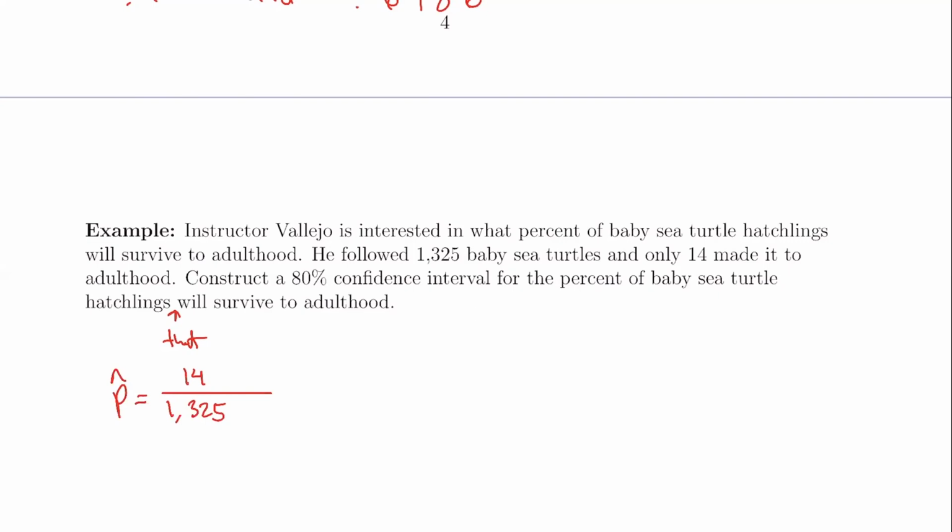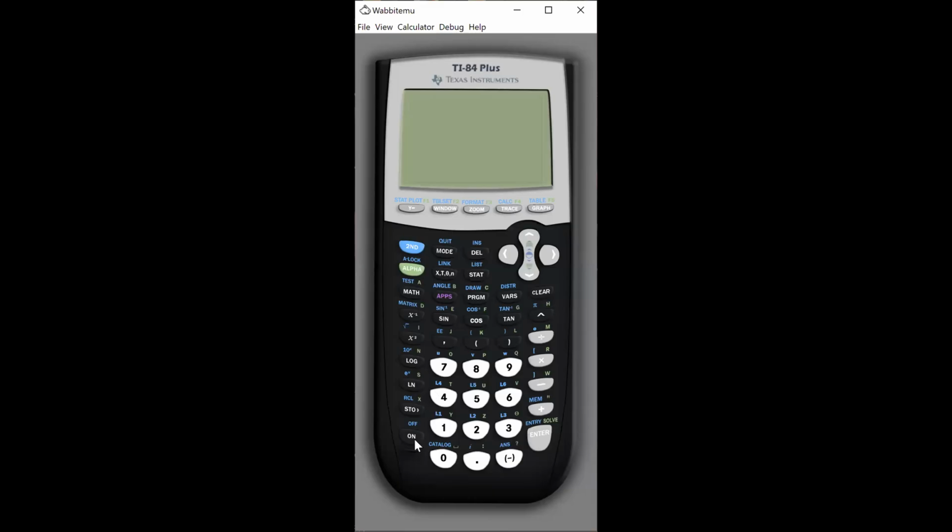All right, so I'm gonna go ahead and calculate what p hat is equal to. For p hat, we'll do 14 divided by 1,325. So you roughly get 0.010, and it says 5.6, so I'm gonna use the 6 to round up that 5 into a 6. So we'll say 0.0106. That's your answer for p hat. Any question for p hat?